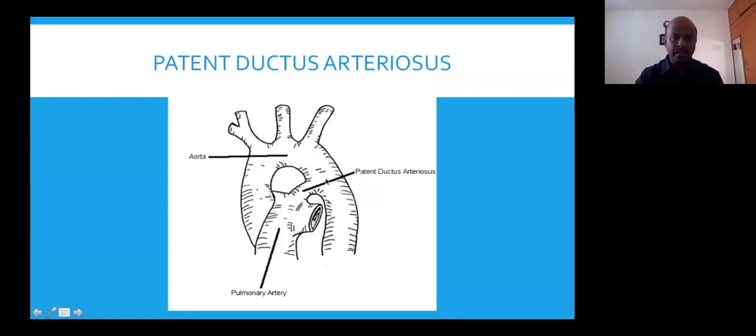So that being a systemic to pulmonary shunt, the hemodynamics, we'll have a look at it as we go along. Now, the incidence of patent ductus arteriosus is about 1 in 2,500 to 1 in 5,000, with a 2-to-1 female preponderance.